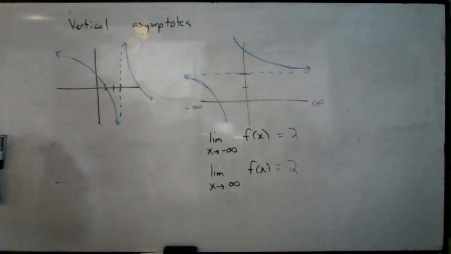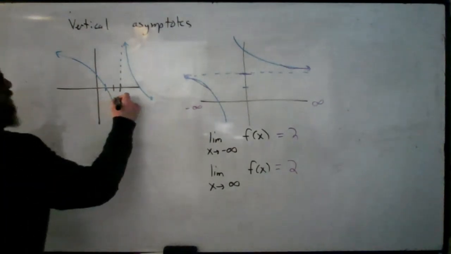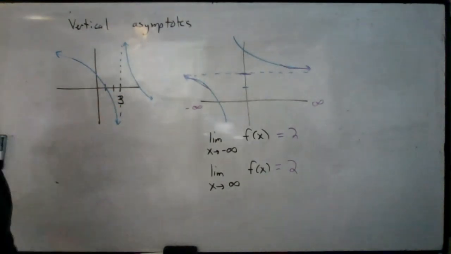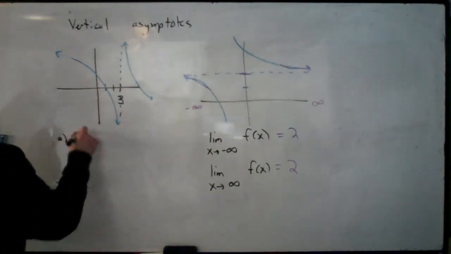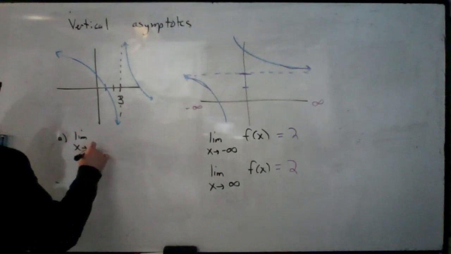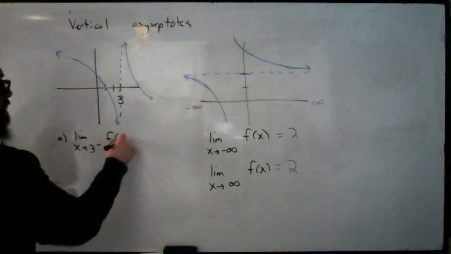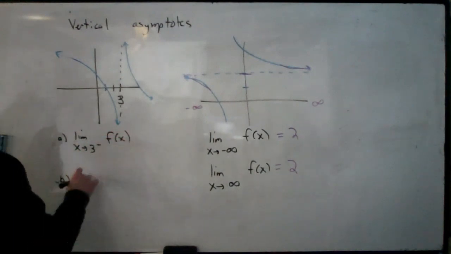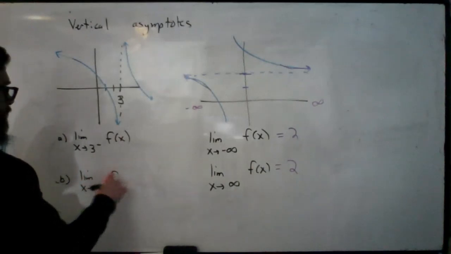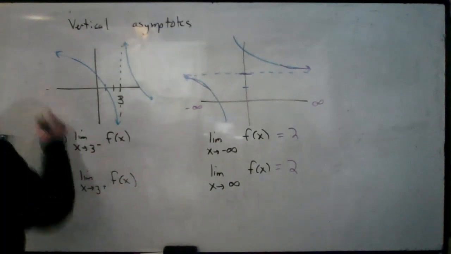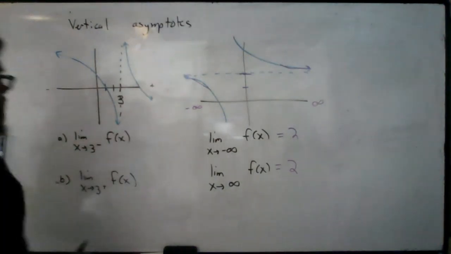Now this has a vertical asymptote. So what we're going to ask is one-sided limits as I approach x is equal to 3. So I could ask, what is the limit as x approaches 3 from the negative side of this function? And I could also ask, what is the limit as x approaches 3 from the positive side of f of x? Again, negative direction, positive direction.